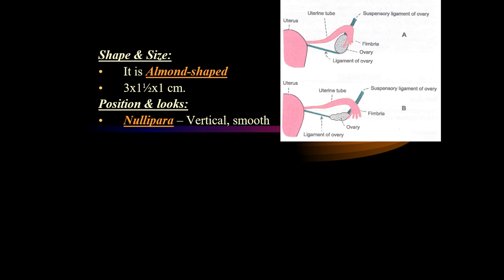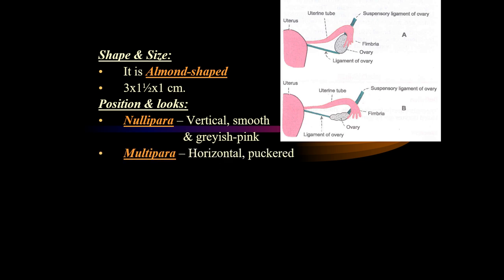And in those kind of females, these ovaries will be almost vertical, even though it is slightly oblique. So it is almost vertical, and the surface will be smooth, and the color will be almost grayish pink.